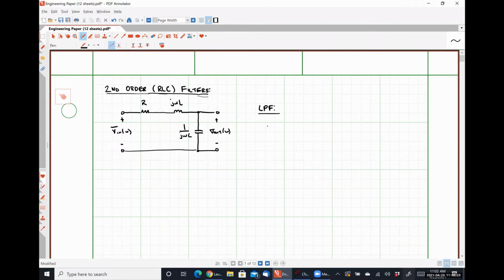By inspection, we can develop a relationship for the transfer function. It's going to be 1 over j omega C divided by R plus j omega L plus 1 over j omega C. And just doing the very small amount of complex algebra, this comes out to be 1 over 1 plus omega squared LC plus j omega RC.